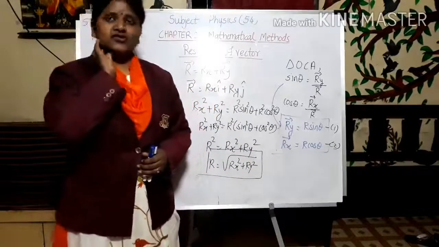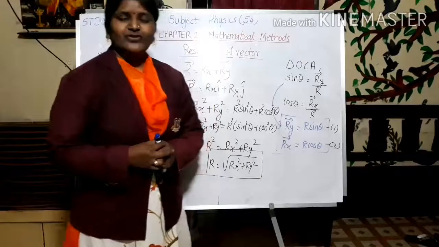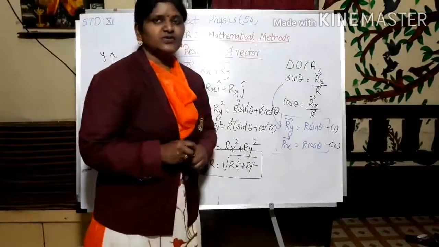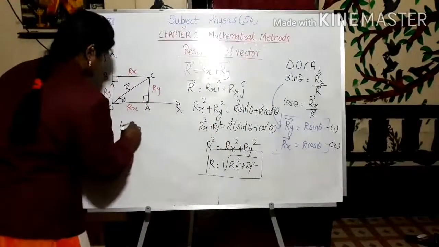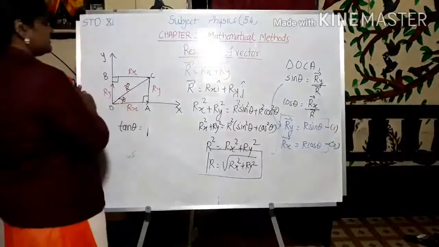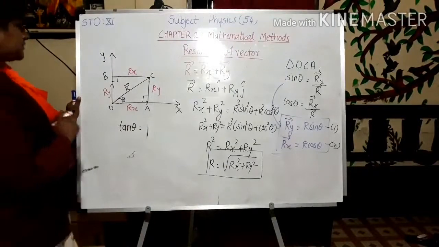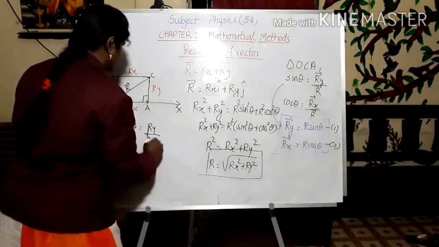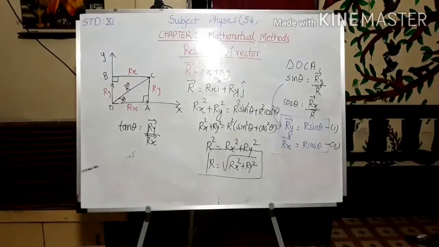Now what about the direction? To find out the direction, what do we have to consider? Angle. So we'll find out in terms of angle only. As we have seen sin and cos, we are going to find out tan theta for the same. What is tan theta? See, it is sin theta upon cos theta, or directly from the diagram you can say it is opposite divided by adjacent. What is opposite of this? Ry. What is adjacent? It is Rx. So tan theta is Ry upon Rx.